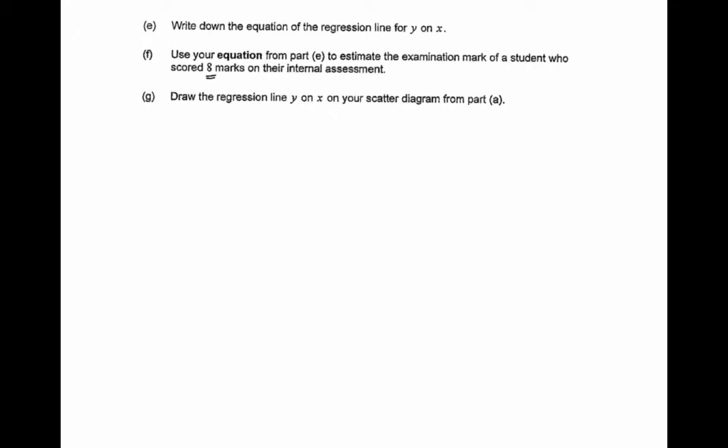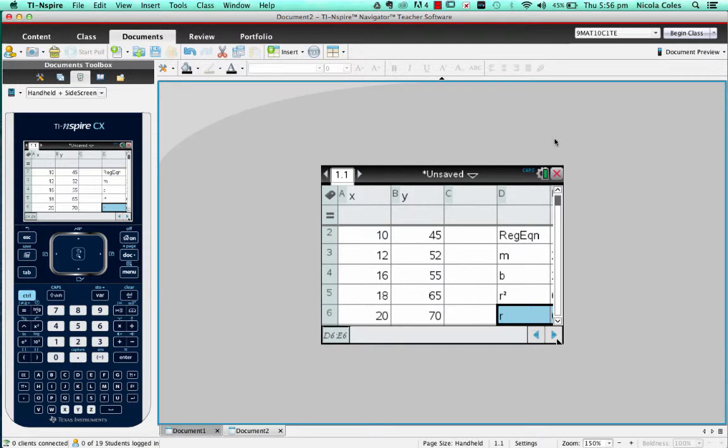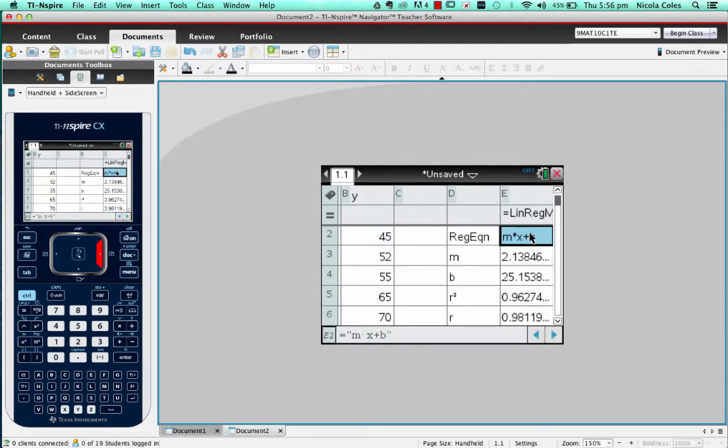Part E, write down the equation of the regression line. As soon as it uses this word regression, again, you know that's a calculator thing. And in fact, the way our calculator does it, it actually tells us the regression line before it tells us the Pearson's value. It says regression equation in the form mx plus b. The m value is 2.13846 and the b value is 25.15.